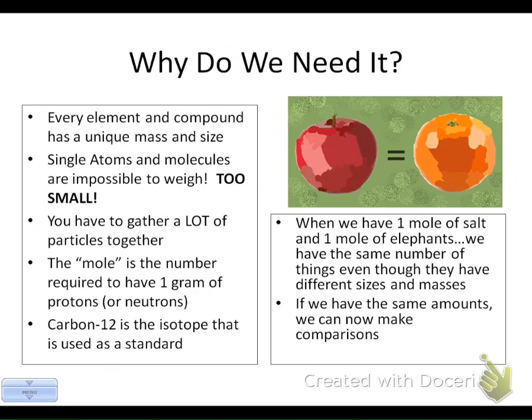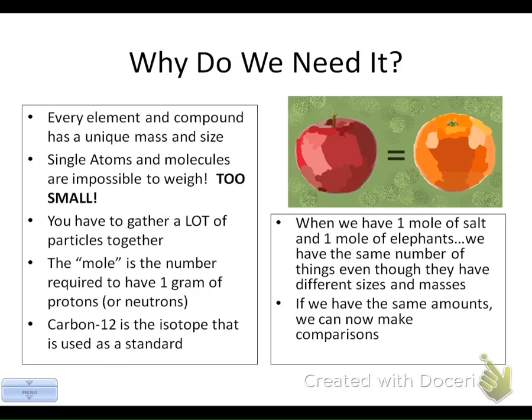So to get the mass of an atom or a compound or a molecule, we have to gather a lot of them in order to register. So we eventually decided on the mole, and the mole, think of it as the number that you would eventually have to accumulate to get 1 gram of protons or 1 gram of neutrons together. So then scientists decided that carbon-12 would be the atom, the specific isotope that everyone would use as a standard. So in carbon-12, you would have 6 moles of protons and 6 moles of neutrons, and then that would add up to be 12 grams total.